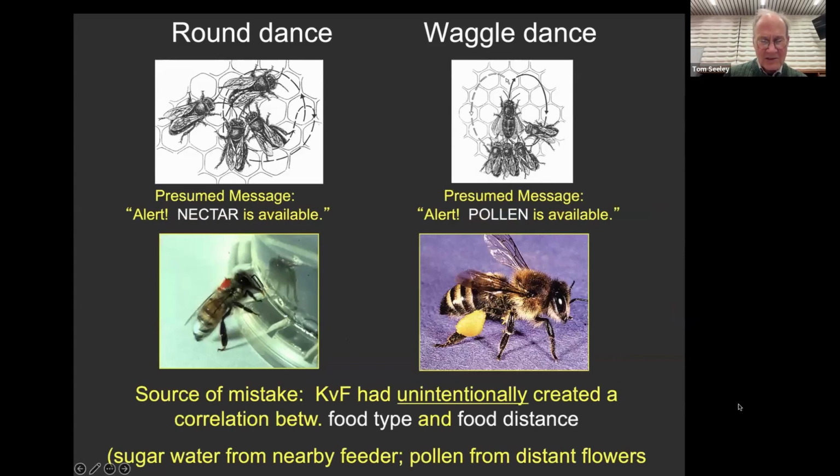And as I mentioned, the source of von Frisch's mistake was he unintentionally created a correlation between food type and food distance. Sugar water from a nearby feeder, pollen from distant flowers. Unintentionally.